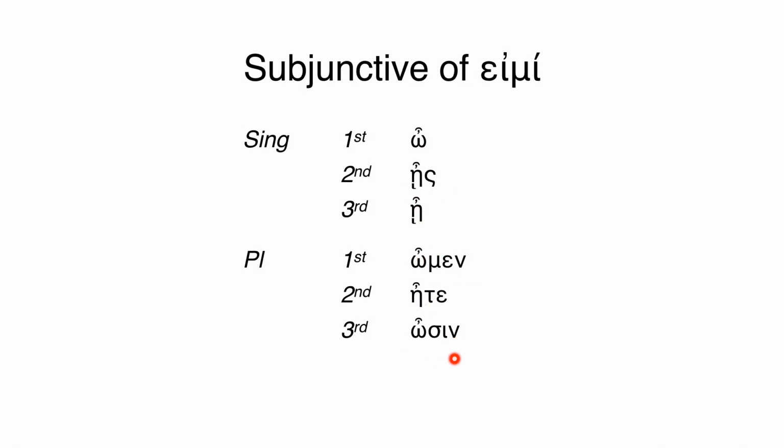ite, osin. Now, these are easily learned if you simply look back to the present active subjunctive forms that we've just learned at the beginning of this lesson and take the endings of those forms. The personal endings will form the subjunctive of eimi with the addition of a circumflex over each word. So the forms for the subjunctive are quite straightforward. The uses of the subjunctive are a little more complicated, and that's what we'll be looking at in the next lesson.